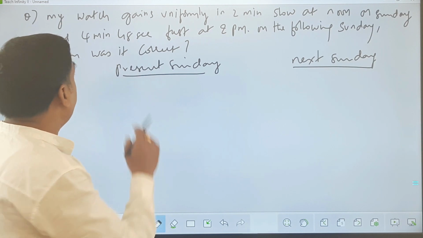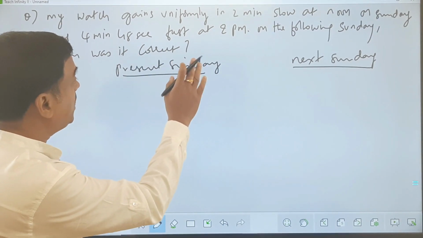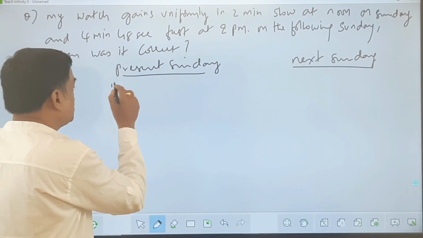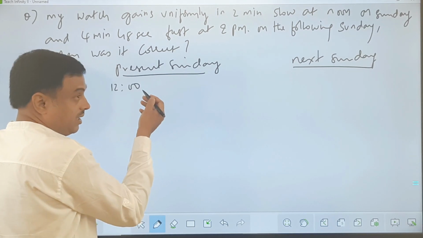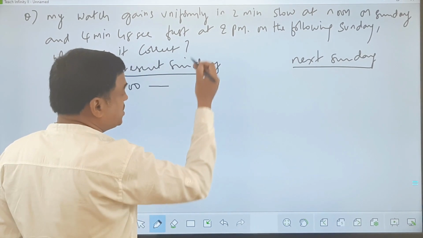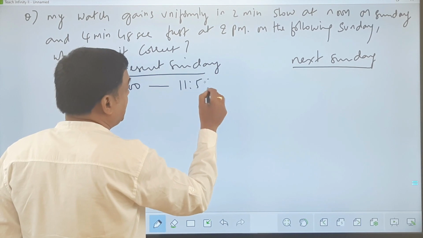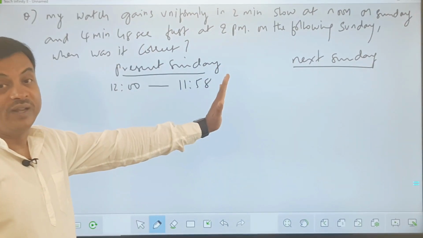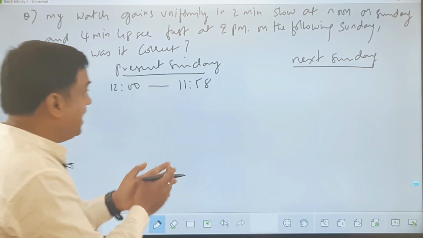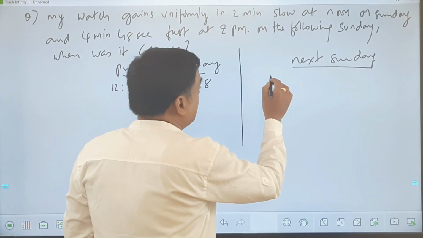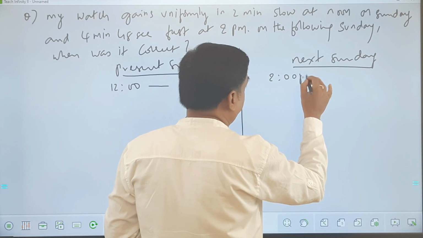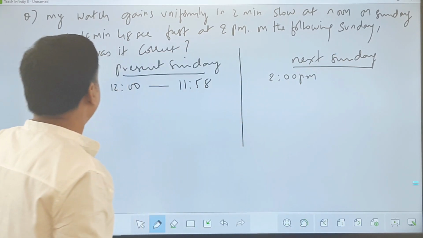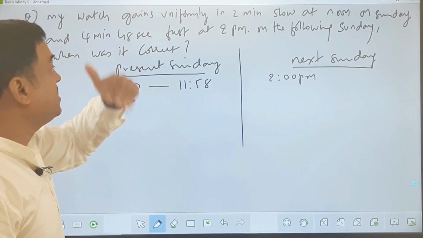This Sunday at what time? He said noon, that means at 12 noon. It is showing 2 minutes slow. That means it is showing 11:58 instead of showing 12. That is called 2 minutes slow. And next Sunday, what is happening, my friend? Instead of showing 2 p.m., it is showing 4 minutes 48 seconds fast.